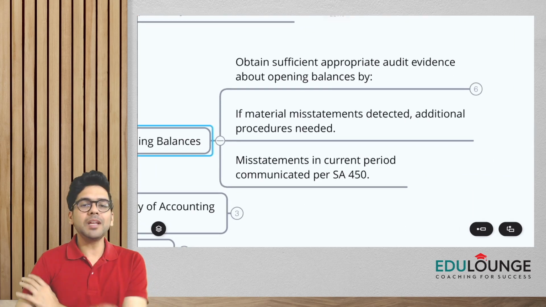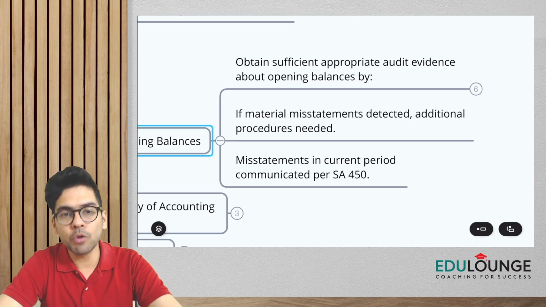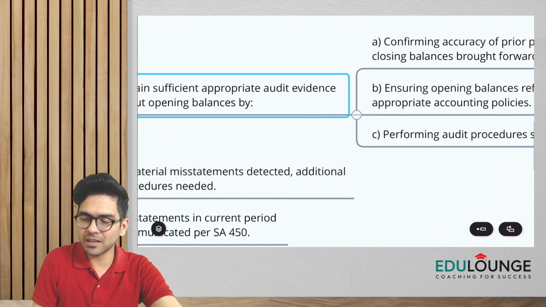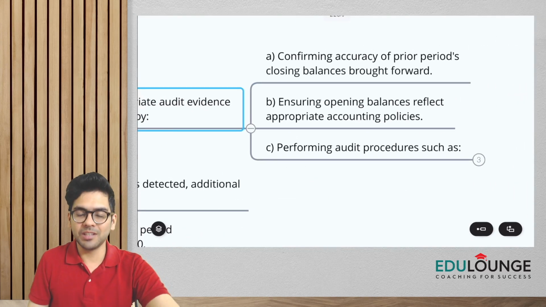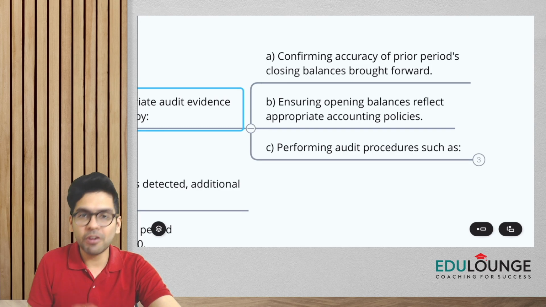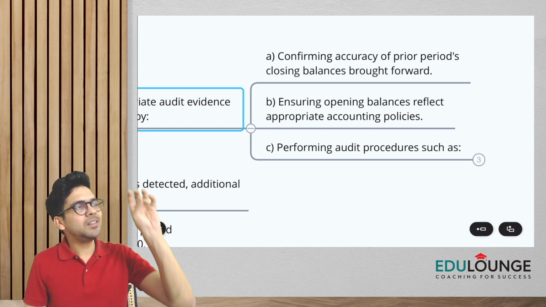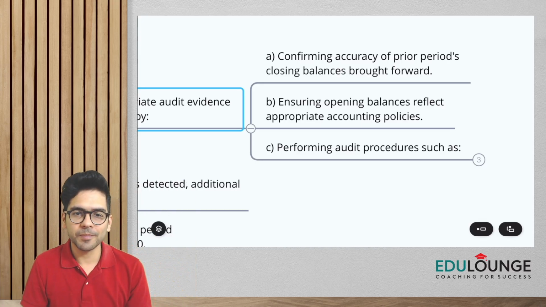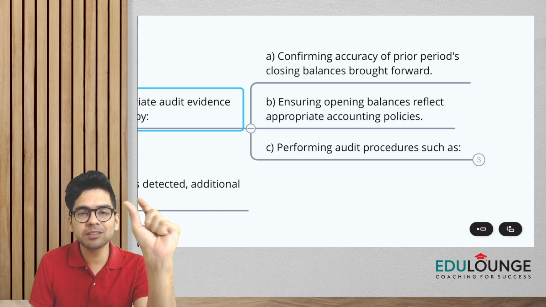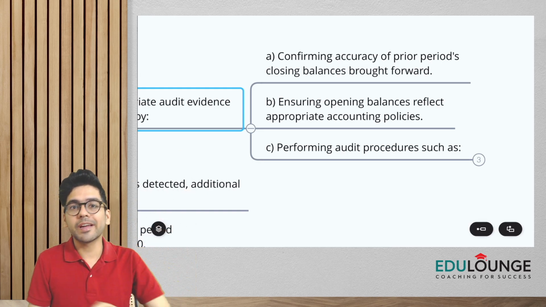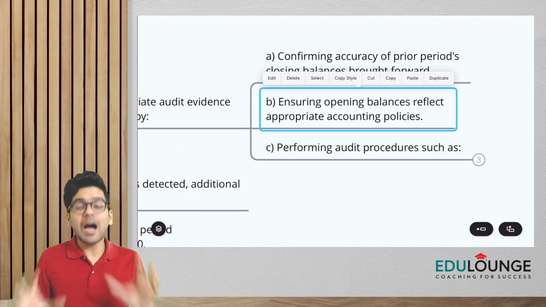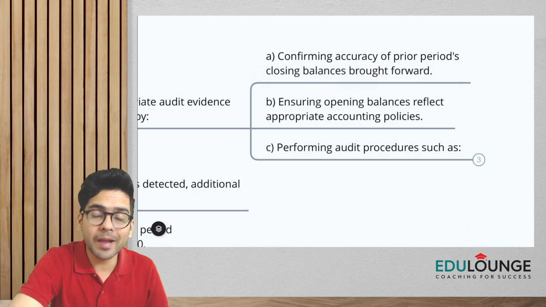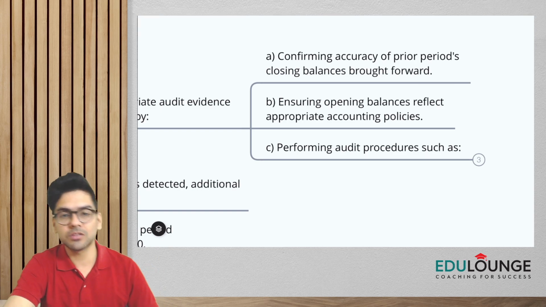You have to obtain sufficient appropriate audit evidence about opening balances. How are you going to obtain sufficient and appropriate evidence, guys? By confirming the accuracy of the prior period's closing balances brought forward. You have to see whether the closing balances of the last year have been properly brought forward in the current year or not. And it's not just about the figures, it's not just about bringing the values correctly. You also have to ensure that accounting policies are appropriately reflected, so ensure opening balances reflect the accounting policies also.